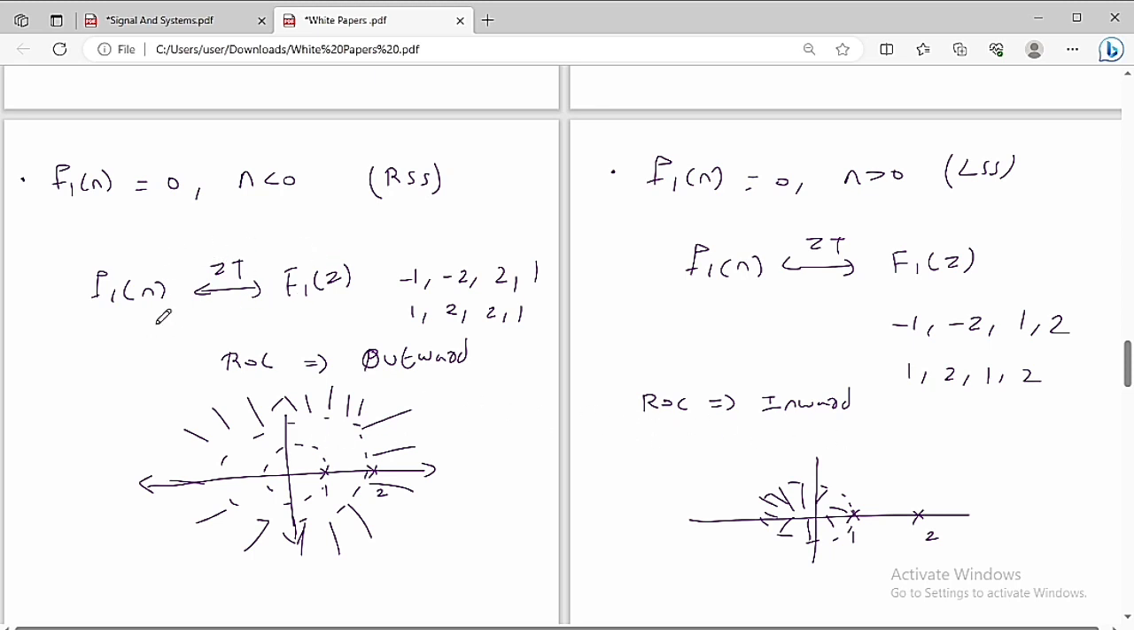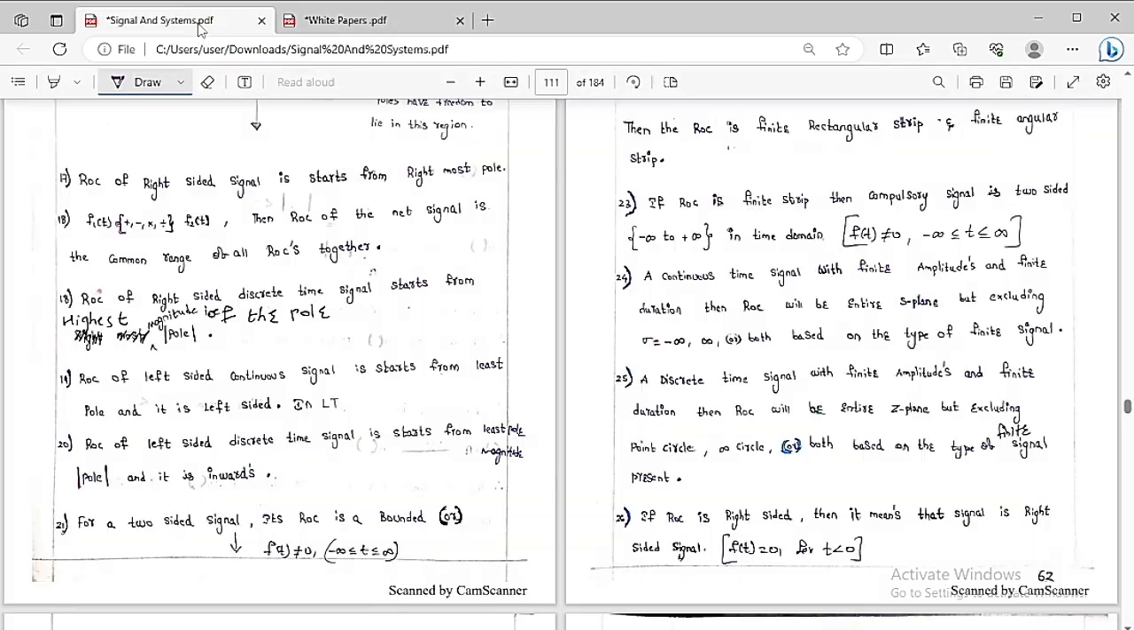So finally, I can say that the ROC of the right side discrete time signal starts from the highest magnitude of the pole, and it is towards the outward. Whereas for the ROC of the left side discrete time signal, it starts from the least magnitude of the pole, and it is towards the inward. So these points always you have to keep in your mind.